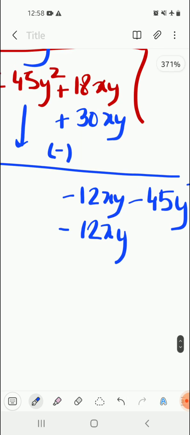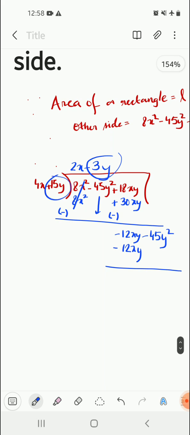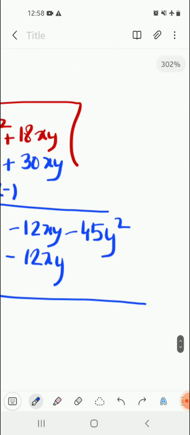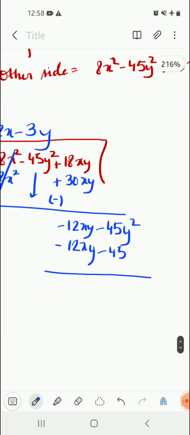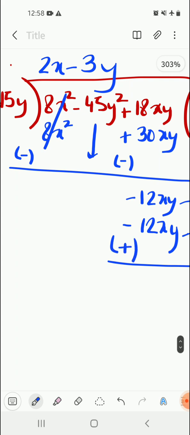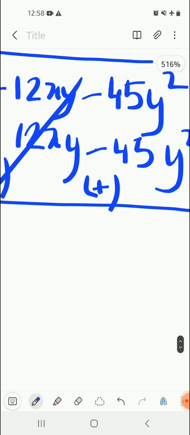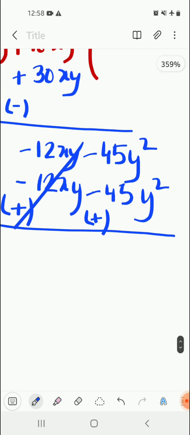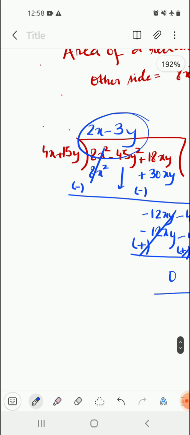So this is minus 12xy. Then minus 3y into minus 15. So minus and minus will be plus, 15 into 3 is 45, and y into y is y square. Sign would change. This would become plus. So minus 12xy plus 12xy cancelled out. Again sign would change. Minus 45y square plus 45y square cancelled out. Remainder is 0, and this is our quotient.